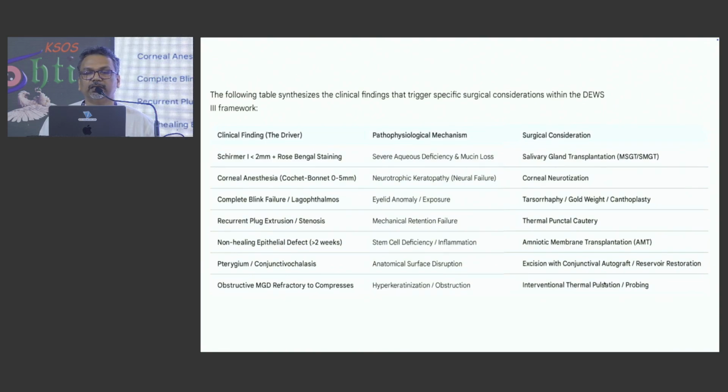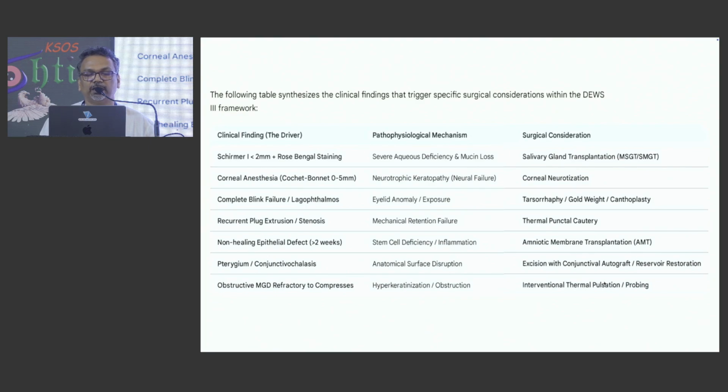So according to the DEWS 3 framework, as a new concept of the driver is introduced, if the Schirmer test is less than 2 millimeter and there is severe aqueous deficiency, then salivary gland transplantation. And if in neurotrophic keratopathy it's severe, then corneal neurotization, and if there is eyelid anomaly, then tarsorrhaphy or gold weight implantation or canthoplasty.